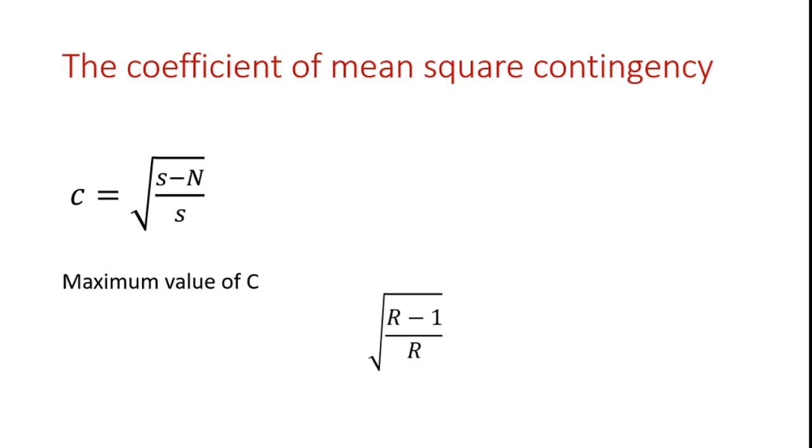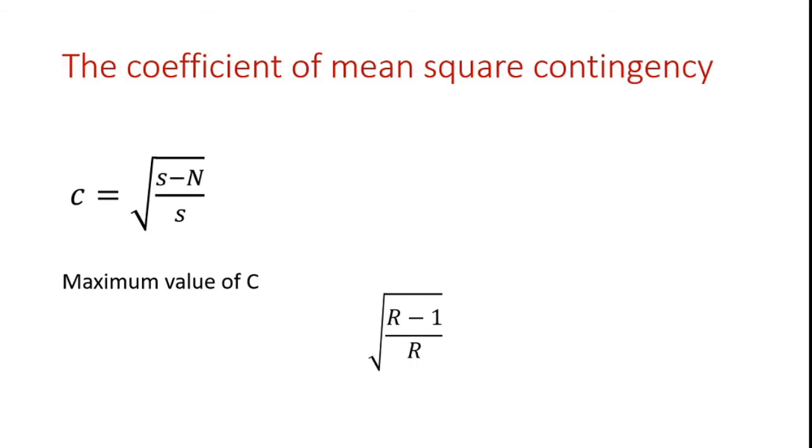The reason why this is important is that this value is dependent on the number of classes an attribute has. If you find the limit of C, it will reach a limit of 1 only if there are an infinite number of classes. That means R and S values are huge. So for a particular order of the classes or the distribution, the coefficient of mean square contingency will vary.